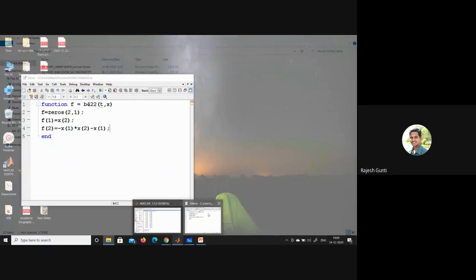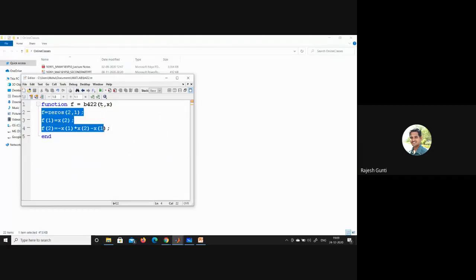The same M file I am taking. What is the variable here? Only x, not t. There is no two variable, only single variable. X is there. F is nothing but my equation; the output is f. If you run this program, it takes the f value. F is the output. What is f? It is exp of x minus cos x.